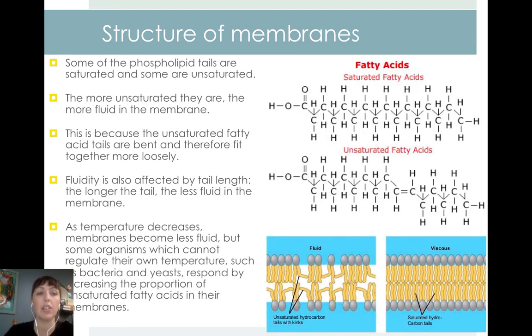Okay, some of the phospholipid tails are saturated and some are unsaturated. The more unsaturated they are, the more fluid the membrane. This is because the unsaturated fatty acid tails are bent, and therefore fit together more loosely. Fluidity is also affected by tail length. The longer the tail, the less fluid the membrane. As temperature decreases, membranes become less fluid, but some organisms which cannot regulate their own temperature, such as bacteria and yeast, respond by increasing the proportion of unsaturated fatty acids in their membranes.